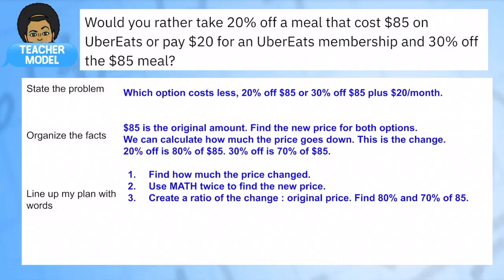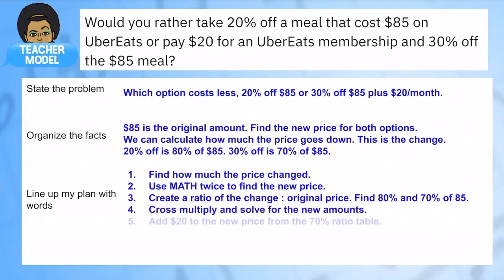Automatically, you should know one is going to be lower. The 70% should be lower. And we'll use our cross multiplying for that. But at the end, we have to add the extra $20 to the 70%. And that's, my friends, where we figure out which is the better deal. Is it better to just take 20% off one time, or is it better to have 70% of the price, which is like saving a lot more, but you have to pay this extra 20 bucks? Hit pause and let's jot this down in our notes.